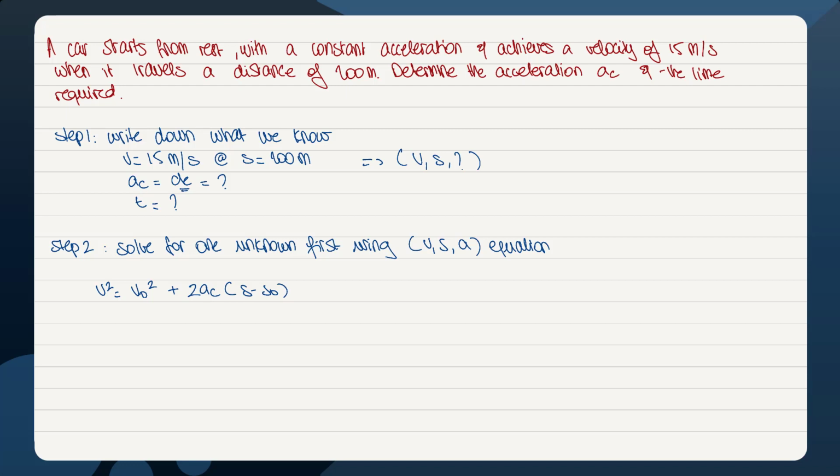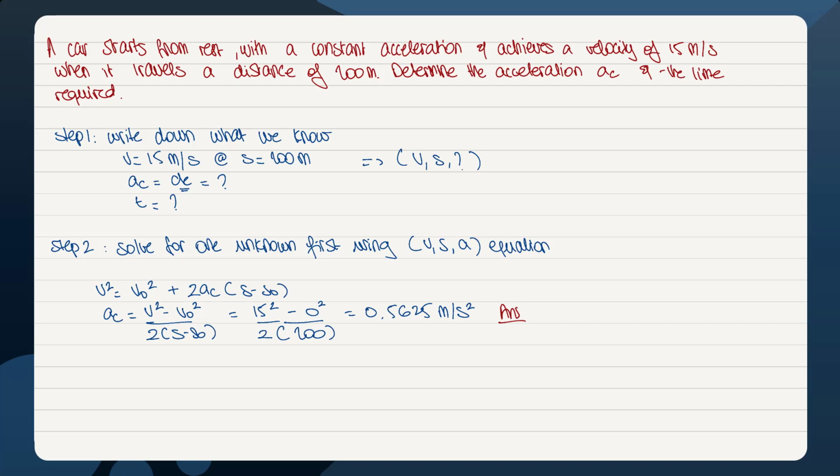We know that v0 is 0 since we're starting at rest. We're still looking for the acceleration. We can set s0 to 0 and s to 200. And solving for a, given that's the only unknown in the equation, we'll end up with a value of 0.5625 meters per second squared.